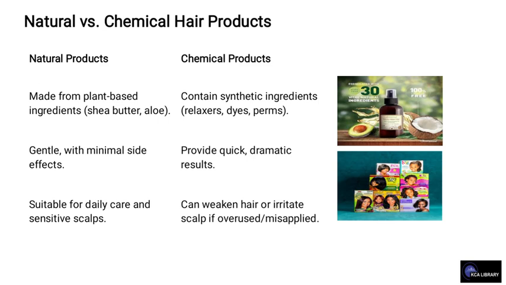Natural versus chemical hair products. Natural products are made from plant-based ingredients such as shea butter and aloe vera, while chemical products contain synthetic ingredients such as relaxers, dyes, and balms. Also, natural products are gentle with minimal side effects. However, chemical products provide quick, dramatic results. Natural products are suitable for daily care and sensitive scalps, while chemical products can weaken hair or irritate the scalp if overused or misapplied.